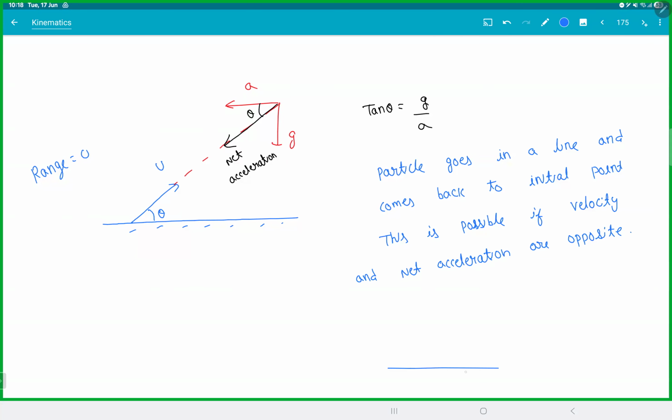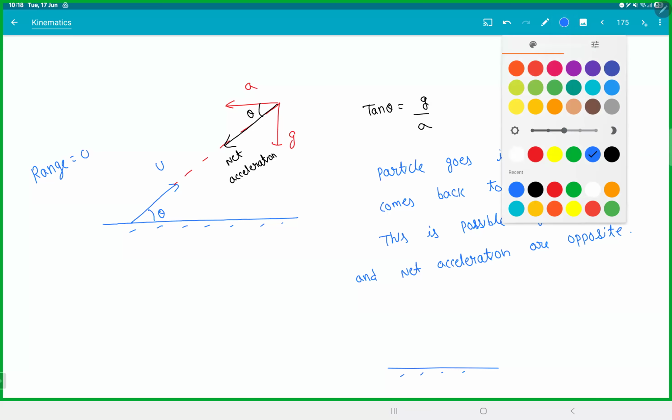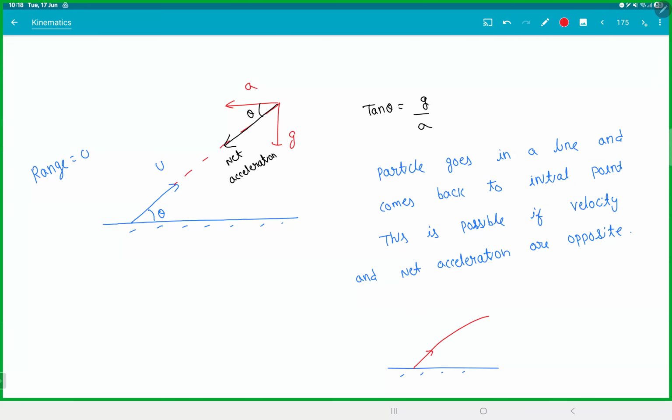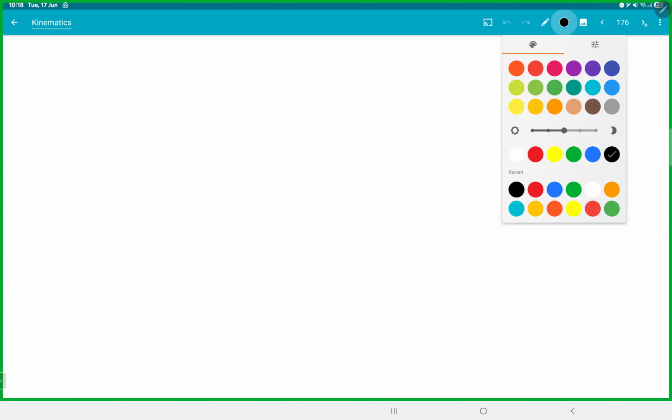Right? So this kind of trajectories will never be possible. The particle will never go like this and come like this. These kinds of paths are not possible. Either you go in a line or you go in a parabola. That's it. You have only two paths in kinematics. Clear with this? So this particle here goes in a line, comes back in a line. All clear with this?